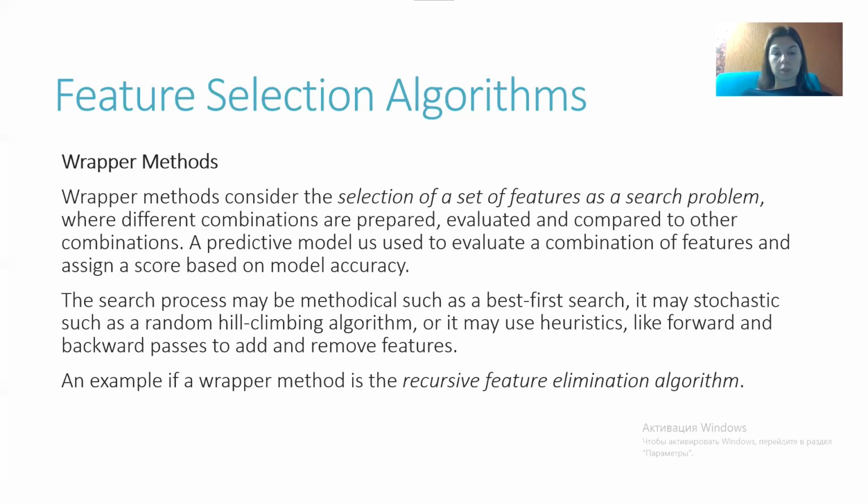The search process may be methodical, such as best first search. It may be stochastic, such as the random hill climbing algorithm, or it may use heuristics like forward and backward passes to add and remove features.